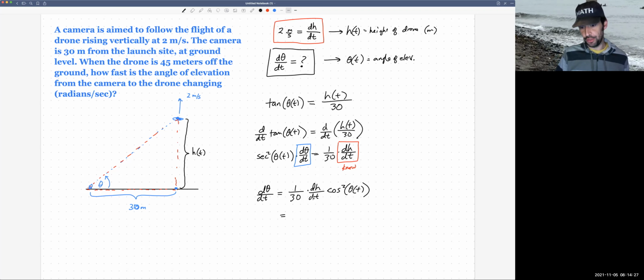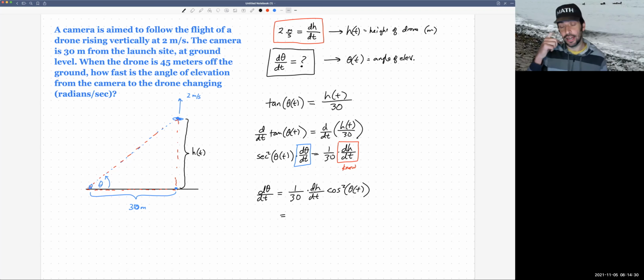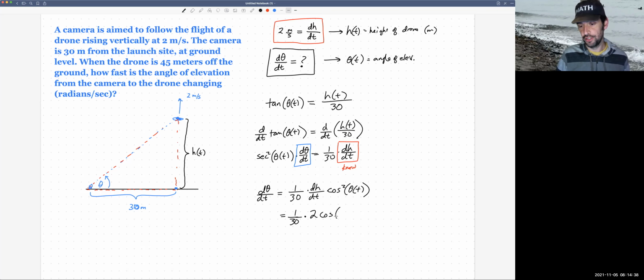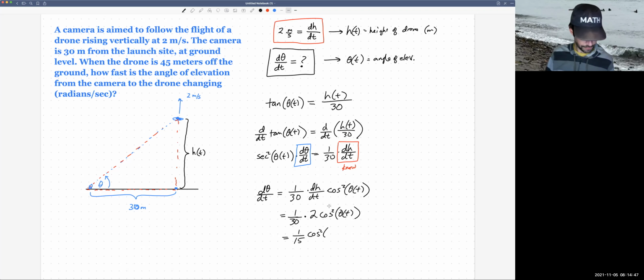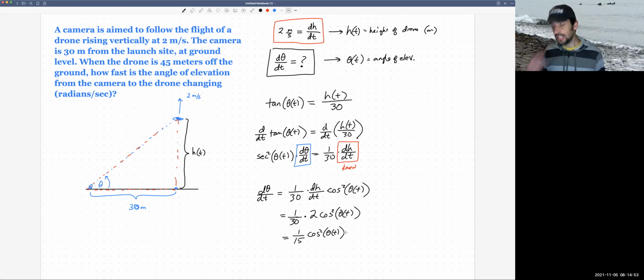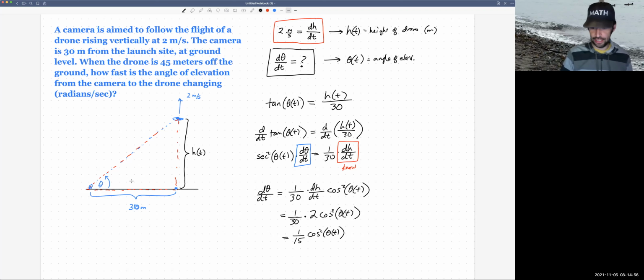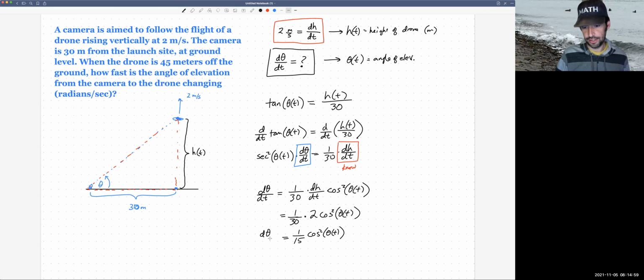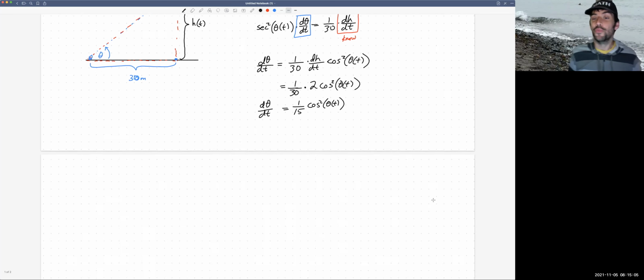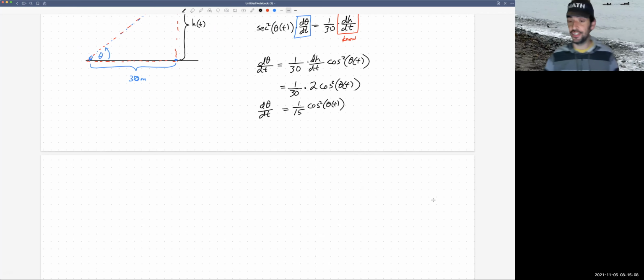Let's also put in what I just said we know. We know that dh dt is 2. So we're going to have 1/30th times 2, and we've got cosine squared theta of t. Do a little simplifying, and I've got 1/15th cosine squared theta of t. So we're closing in on what we need, d theta dt. Okay. We need to figure out cosine squared of theta of t.